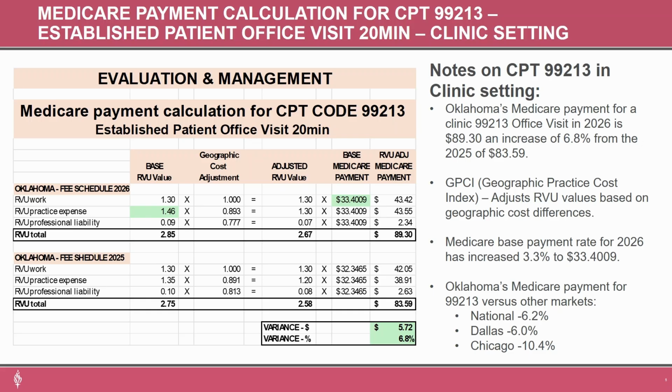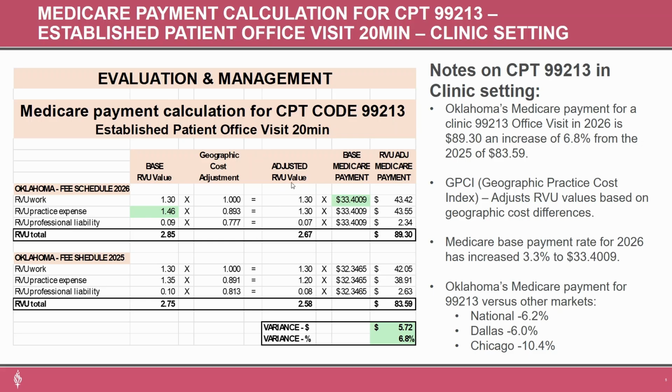These base RVU amounts are multiplied by the RVU geographic cost adjustment, which is tied to the specific geography where the service is provided. In Oklahoma, the work RVU geographic cost adjustment has a value of 1. The practice expense cost adjustment is 0.893, and the professional liability cost adjustment is 0.777.